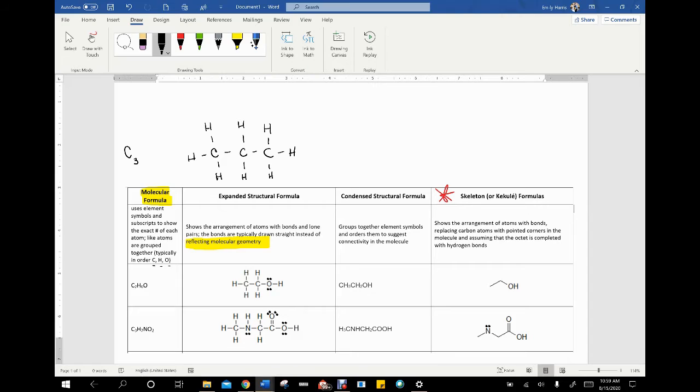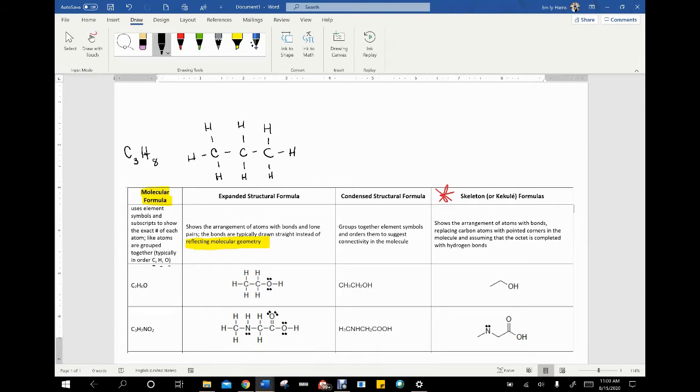Then for our hydrogens, we see that there are 1, 2, 3, 4, 5, 6, 7, 8 hydrogens total. So the molecular formula tells us the number of carbons and the number of hydrogens overall in the molecule. We don't happen to have any other atoms in this case. Now, where this molecular formula might come into play and be useful is when we're needing to determine molecular weight, aka molar mass. We can easily add up the mass of 3 carbons and sum that together with the mass of 8 hydrogens. So that's where the molecular formula is really helpful to us.